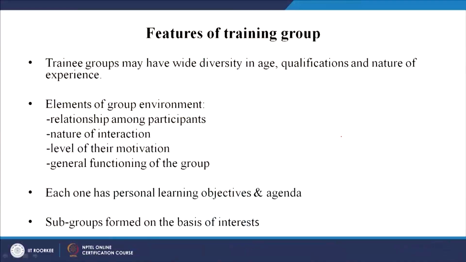An experienced trainer will immediately understand what sort of environment there is in this particular group, and then accordingly he will plan his training program. Each one has personal learning objectives and an agenda. Normally the standard group size for a training program is 25.